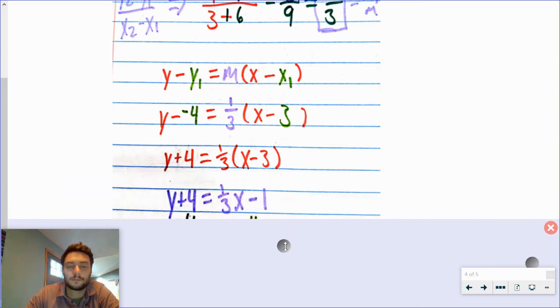And then if I distribute, 1/3 times x is 1/3 x. 1/3 times -3 is -1. You can try it in your calculator, Google, you just do it. It works out pretty straightforwardly.